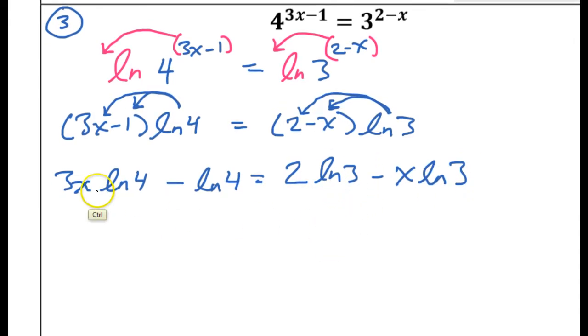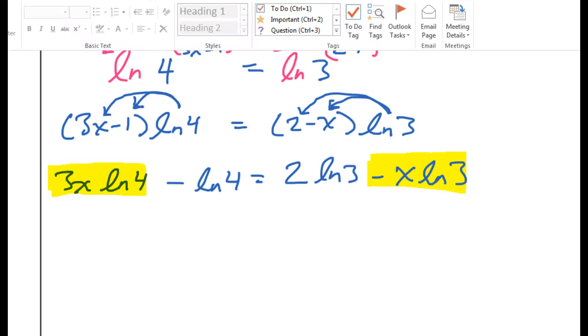Okay. Now, the way you solve any problem where you have multiple terms that have x in it, you want to get all your x terms together on one side of the equation. So focus your eyes on this. This term has x in it, and this term has x in it. So I want both of those terms on the left side of the equation, and I want everything else on the right side of the equation. So see if you can follow this.